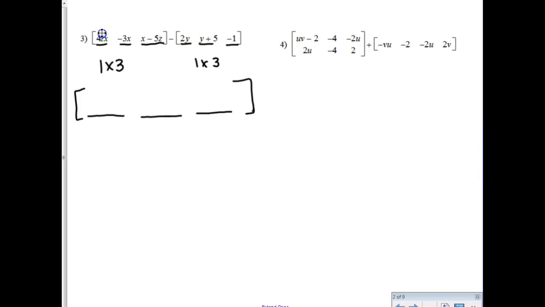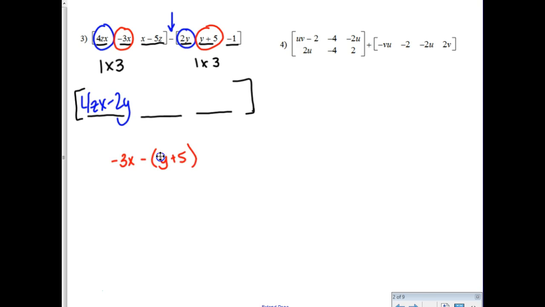All right, let's start with 4zx, and then you're subtracting 2y. Now, none of those are like terms, so I'm just going to write that down: 4zx minus 2y. That's position 1, 1. So similarly, you have negative 3x, careful on this one though, minus y plus 5. You have to think about you're subtracting everything in the second matrix, including the 5. So when you simplify that expression as best you can, you get negative 3x minus y minus 5.